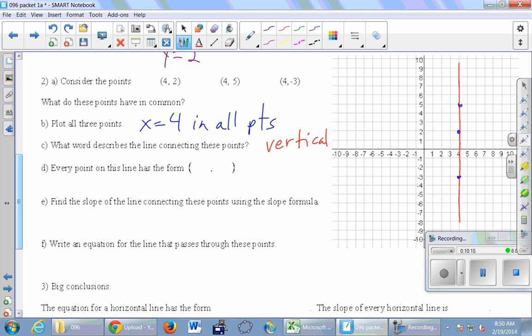Okay, every point on this line has the form something comma something. Which one of them is always the same? The x. And what was it in this case? It's 4. So these points are all the form 4 comma something. I'll put a generic y in there because I don't know what it is. But every point on that line, 4 comma something. Let's go ahead and find the slope. I'll choose the first 2 points to find the slope, but you can pick any 2.